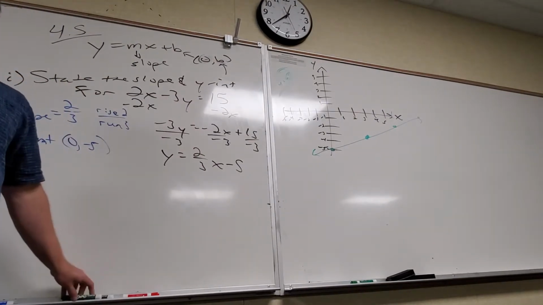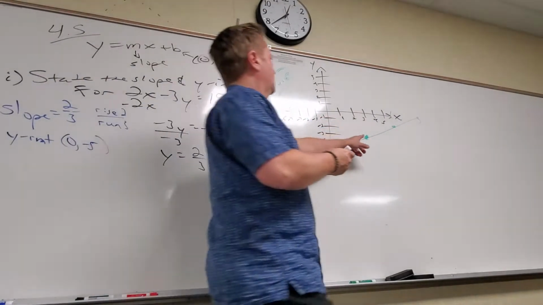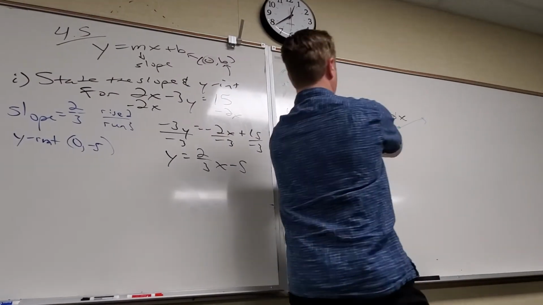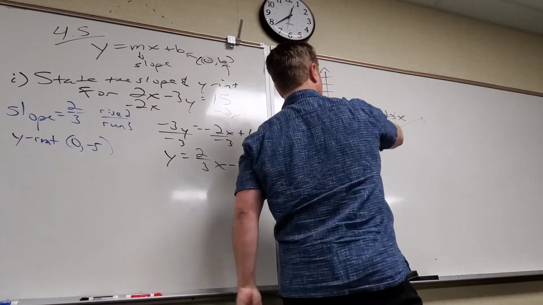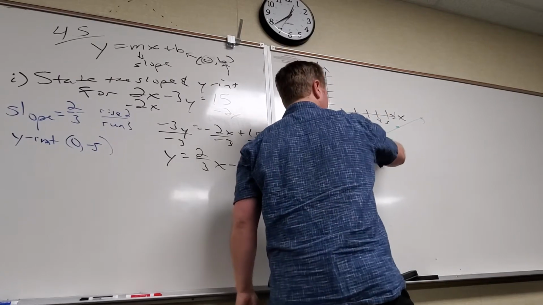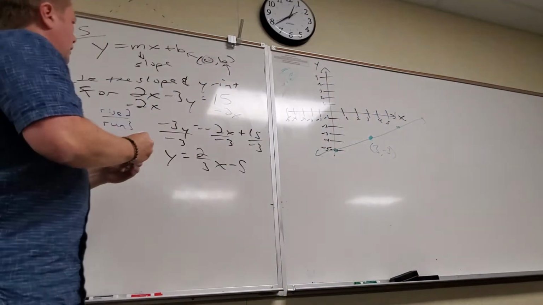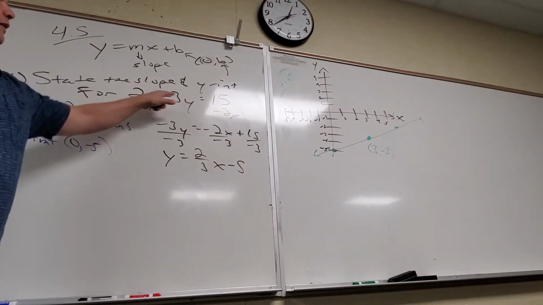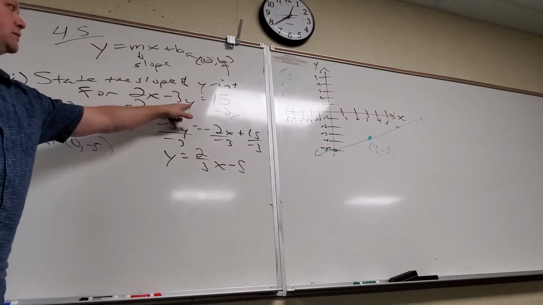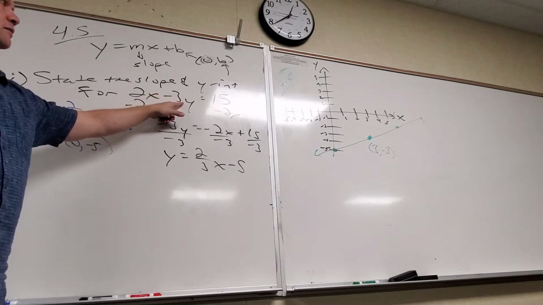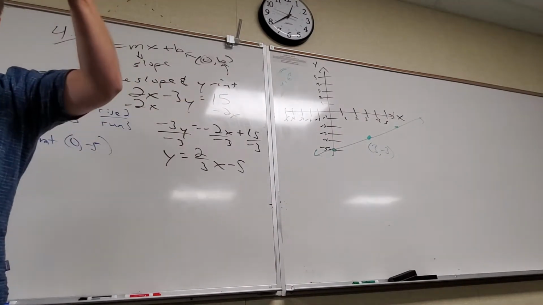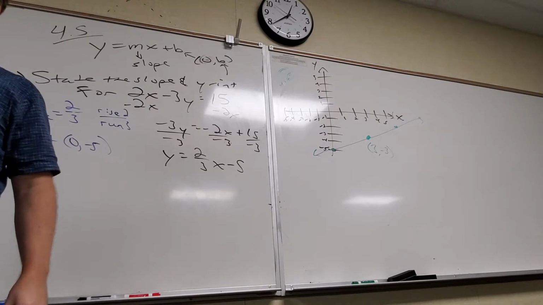How can I check my work? Well, what point is this? What point is this? 3, -3. So if I go to the original and put a 3 and a negative 3 in, that's 6 minus 3 times negative 3. 6 plus 9 is 15. Check. Kick ass. I like it.